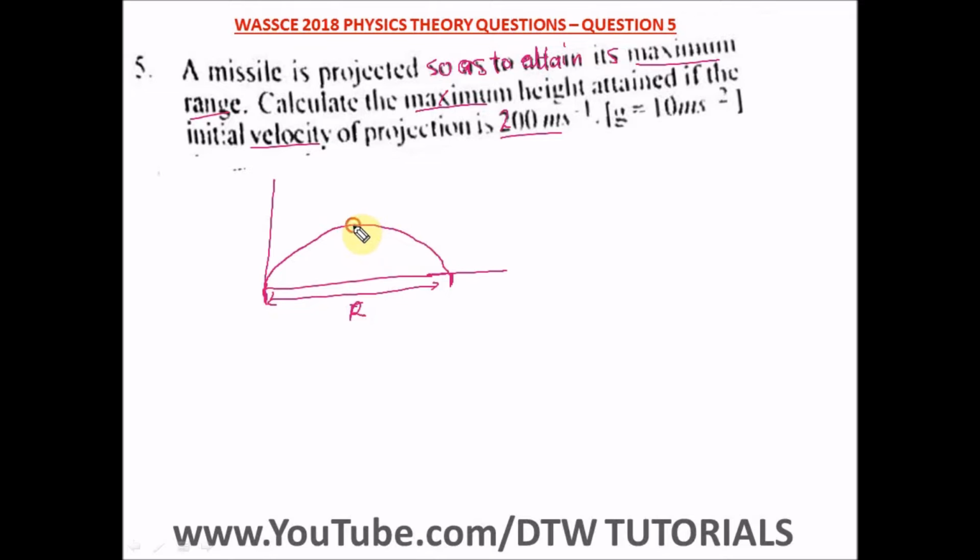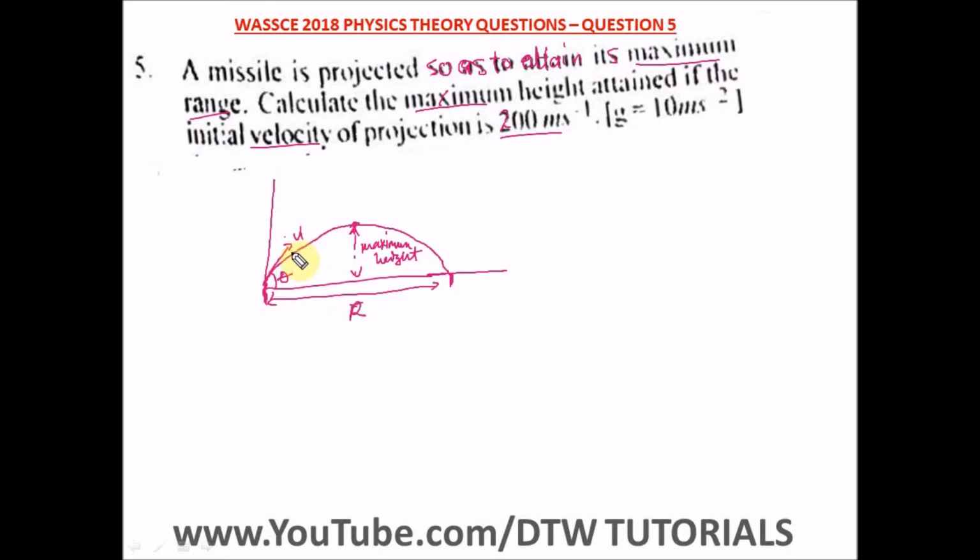And our maximum height is the highest point, the highest height of the missile, which is just here. So this is the maximum height. Let me abbreviate this, but for you, please write everything in full. Where our initial velocity is u, and our angle theta is this way. All right, so it says a missile is projected so as to attain its maximum range.